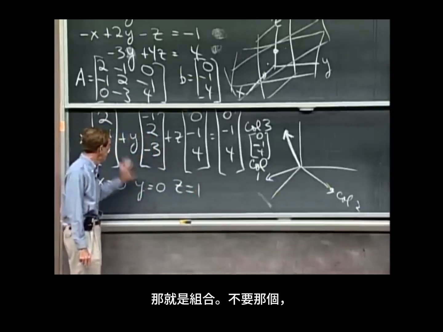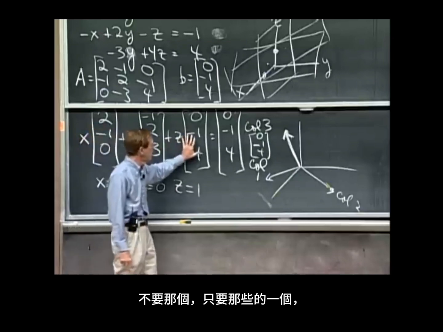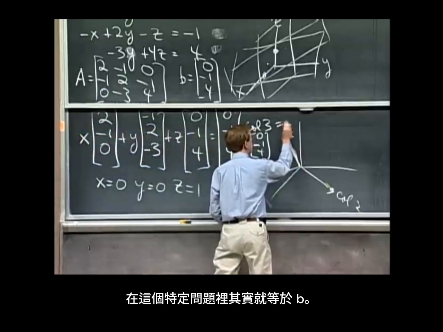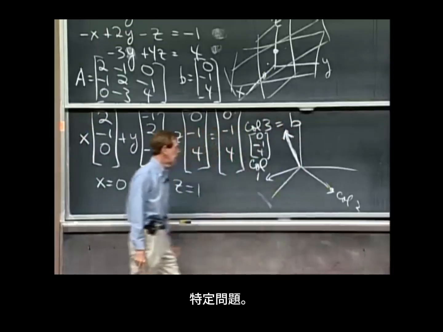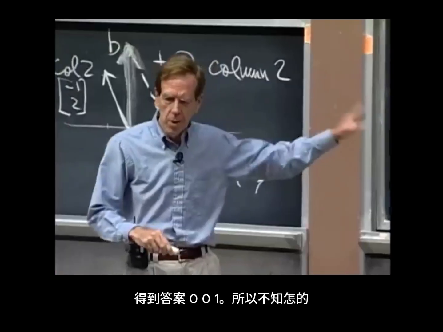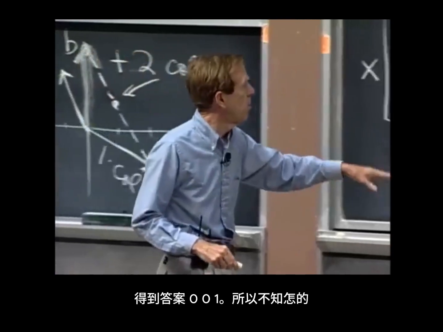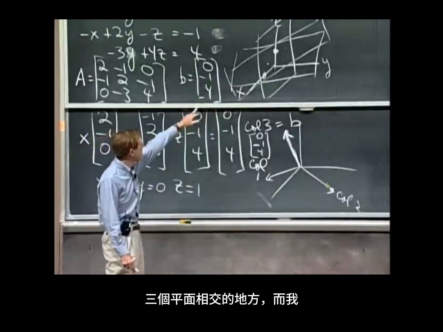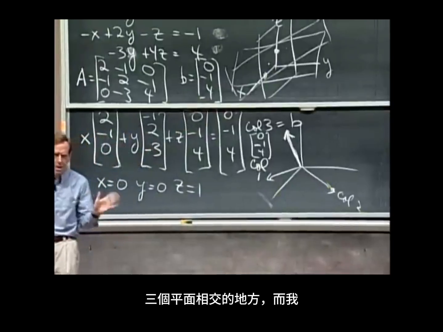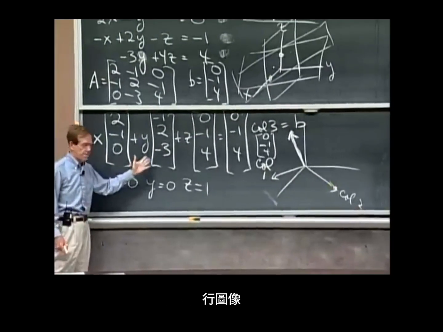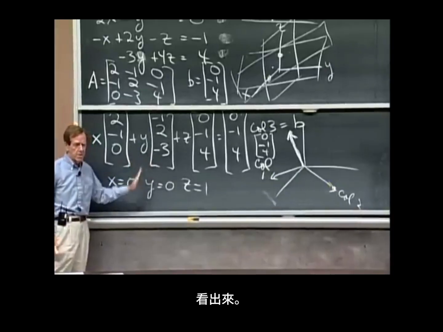That's the combination. None of that. One of those is obviously the right one. So this column 3 is actually the same as b in this particular problem. I made it work that way just so we would get an answer, 0, 0, 1. So somehow that's the point where those 3 planes met, and I couldn't see it before. Of course, I won't always be able to see it from the column picture either.